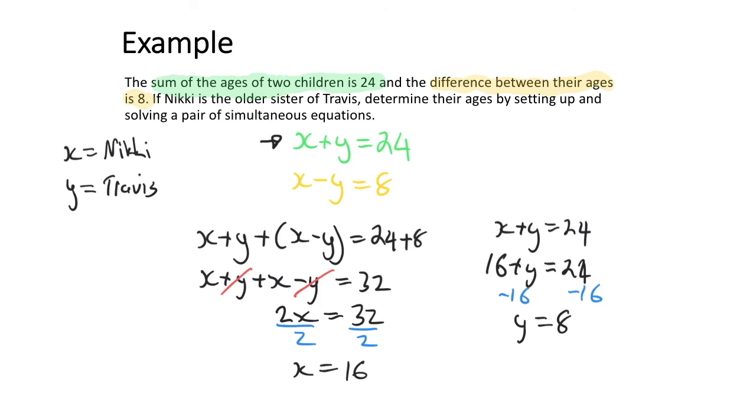Now that we've worked out what the two ages are, we can go ahead and answer the question. Nikki is equal to 16 years old, and Travis is equal to 8 years old. So that is an example of how we can use simultaneous equations to be able to solve a word problem.